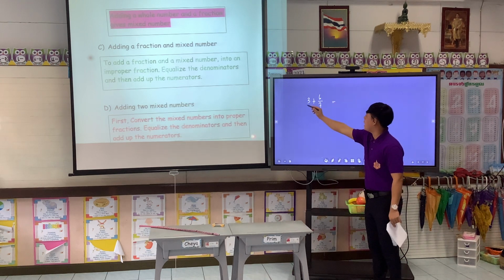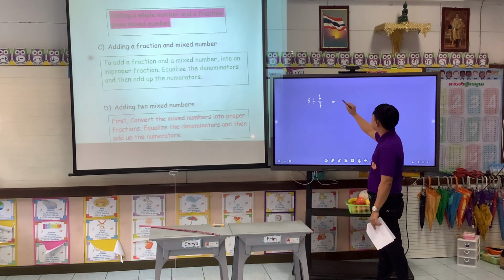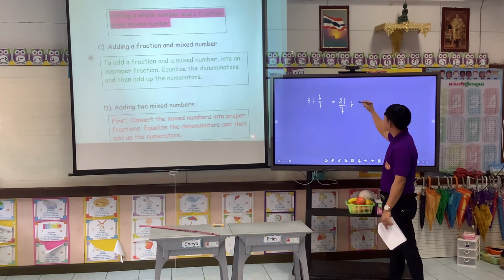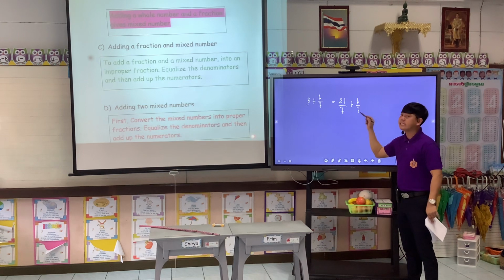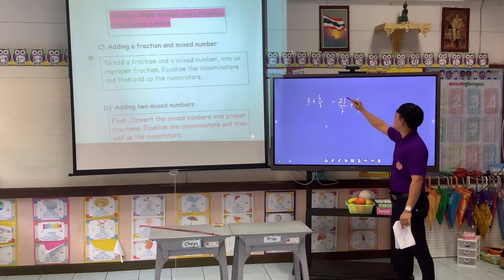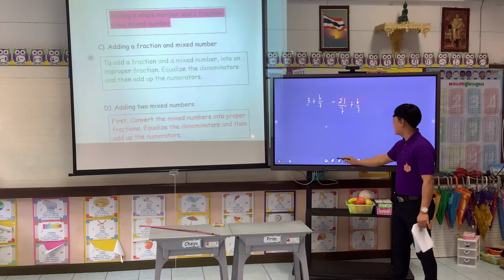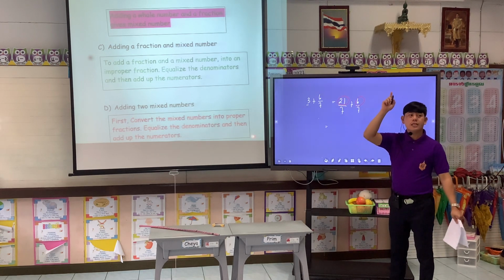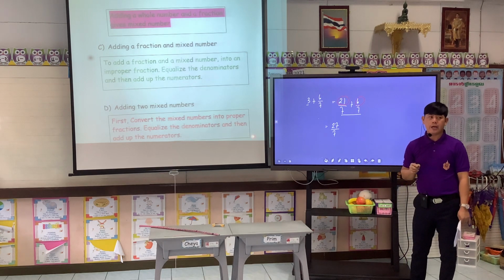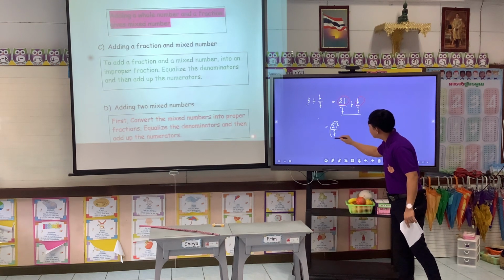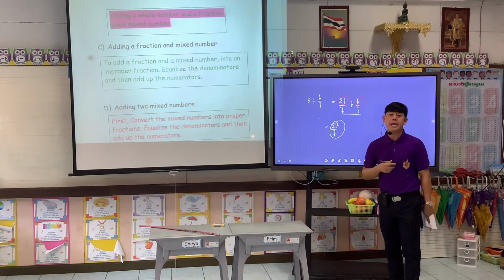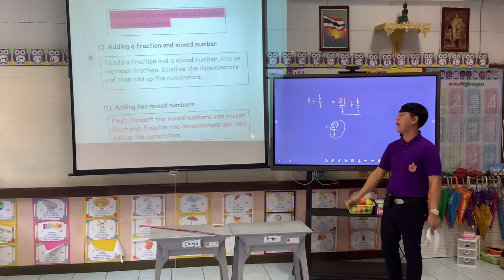3 is a whole number. 3 times 7 is 21 over 7. Next, copy plus, the given proper fraction, 6 over 7. Now they have the same denominators. What we're going to do is add the numerators. 21 plus 6 is 27 over 7. Copy the denominator. Can we change it into a mixed fraction? No, we can't. So the answer is 27 over 7. It is an improper fraction. Okay, do you understand? Okay, good. Next.